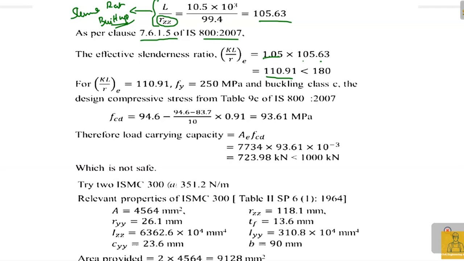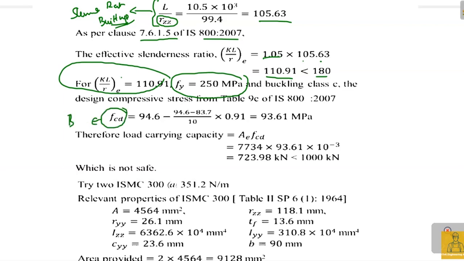Okay, but you have to check this here. For a column, the slenderness ratio should be less than 180 in this case. So is this less than 180? Yes, it's safe here. Now, since you know the slenderness ratio, you find out the FCD and the PD value of the built-up section and check it. So this is the slenderness ratio lambda and Fy. So you can find out FCD of the built-up section. This is FCD of the built-up section.